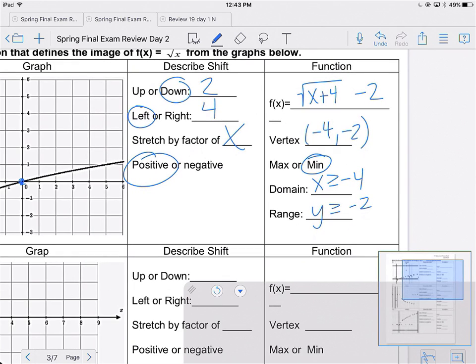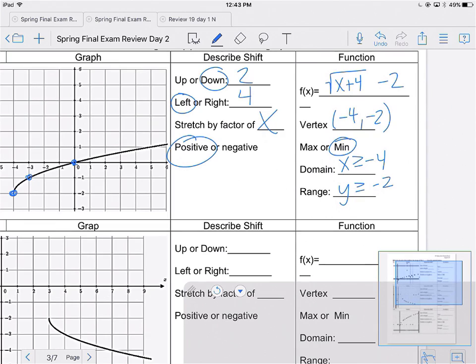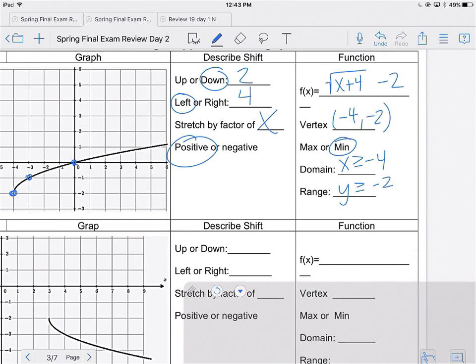Make sure once you've filled this out that you double check with your picture. We did have a minimum because my starting point was lower than the rest of my graph. My domain is everything to the right and my range is getting higher.